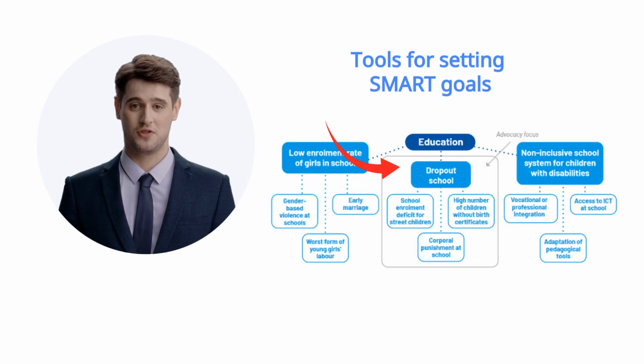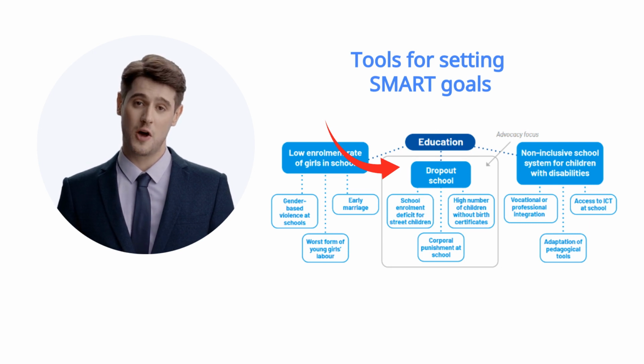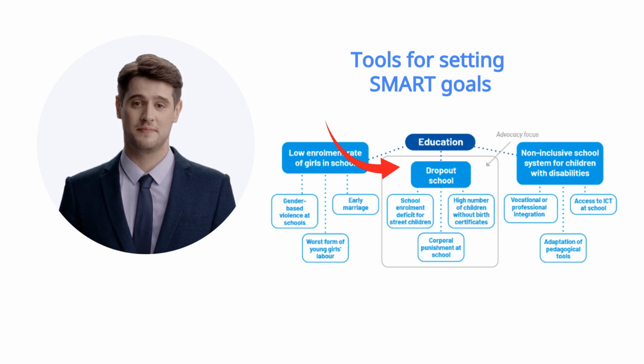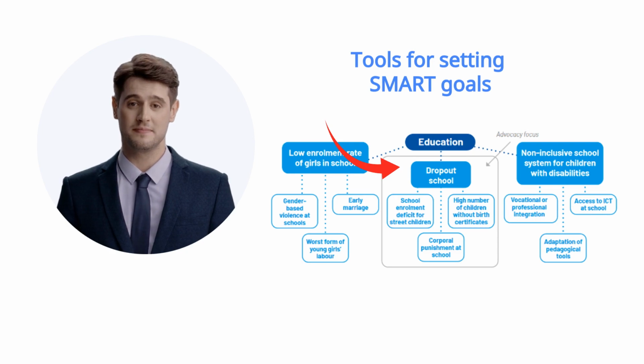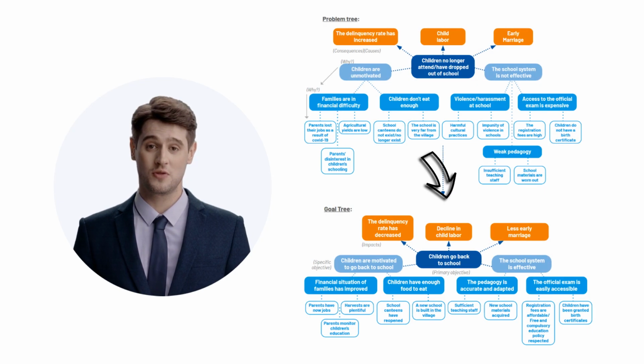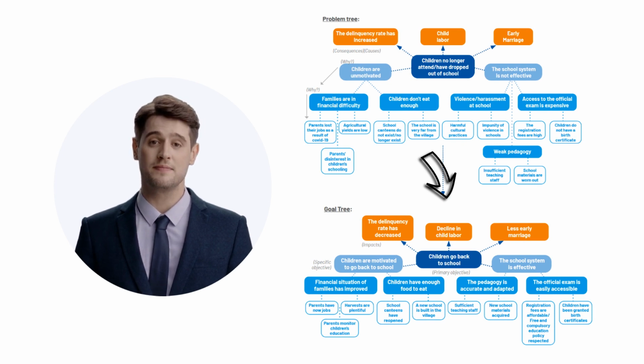We examined the problem tree tool in the second video. The objective tree method enables us to move from problems to solutions through objectives. Here is the example of Dropout School. Using the problem tree tool, converted into a goal tree, we try to define objectives for solving each problem.